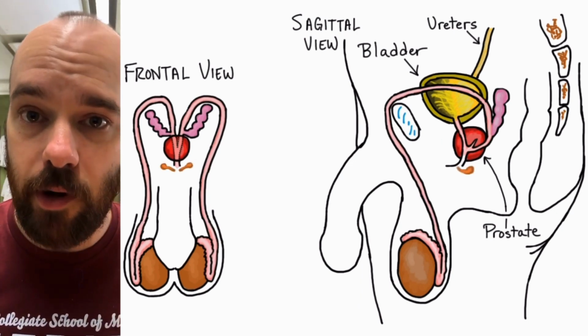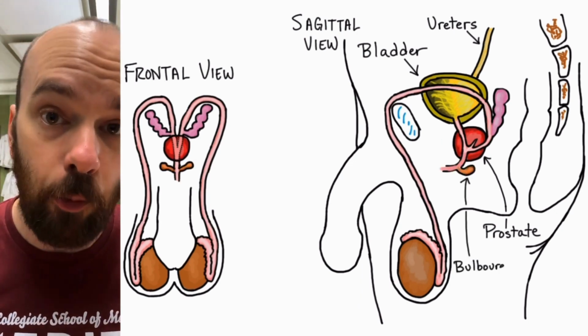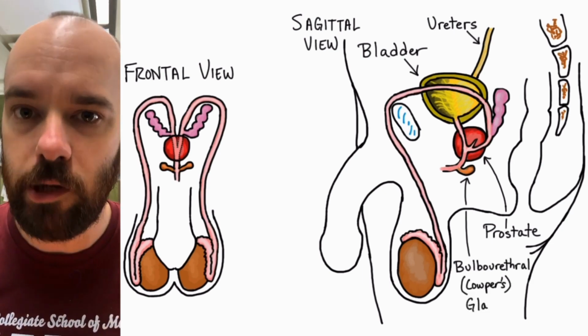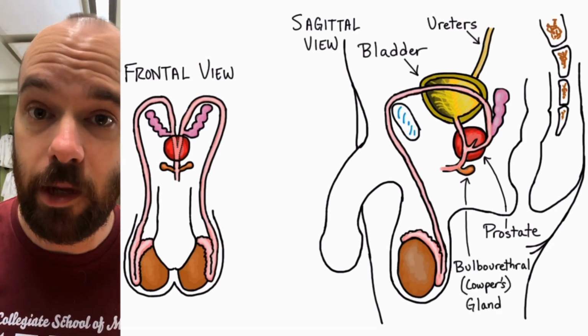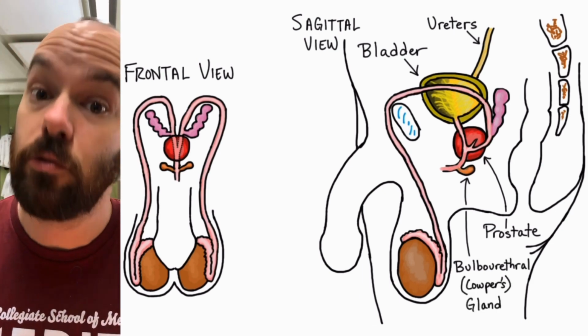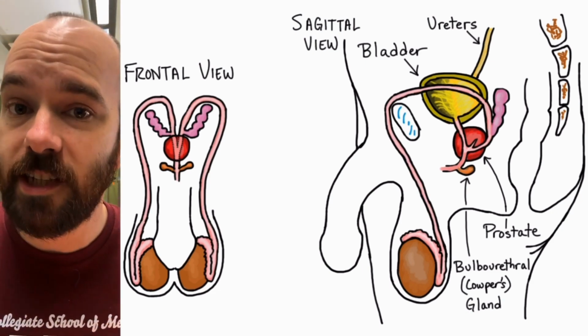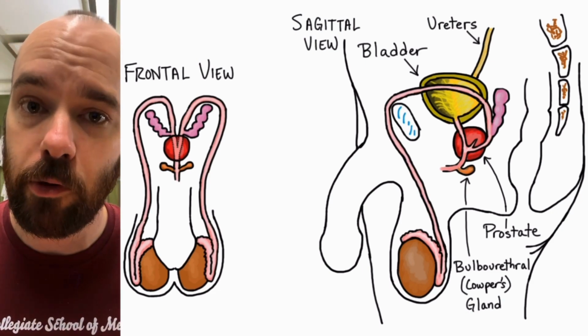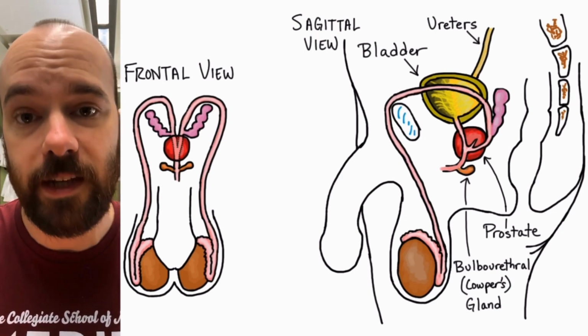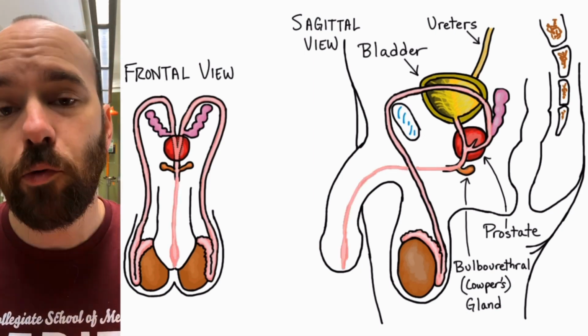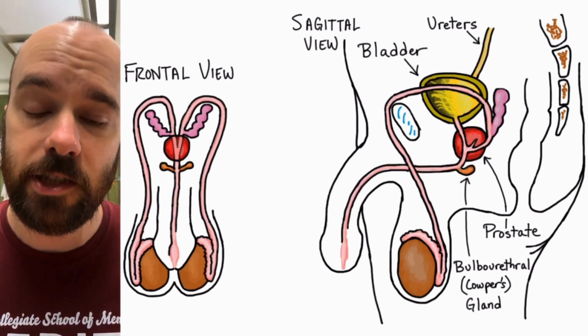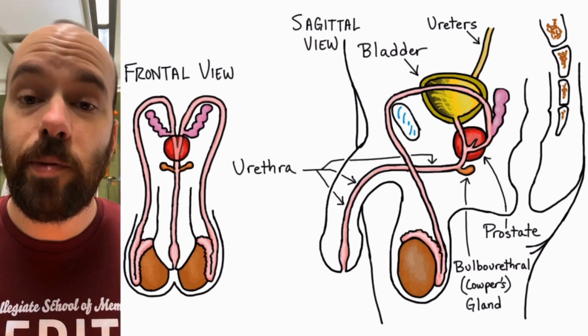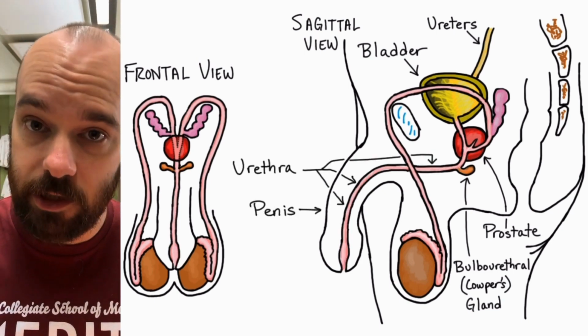Just inferior to the prostate is a pair of glands called the Cowper's glands or the bulbourethral glands. Bulbo because they're shaped like a bulb, and urethral because they're attached to the urethra. Just like the prostate and the seminal vesicle, the bulbourethral glands will secrete part of the fluid that makes up the semen. From there, the urethra extends through the shaft of the penis and then out to the outside of the body. The penis, of course, is the main delivery system of the sperm.